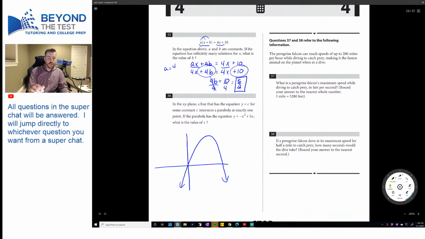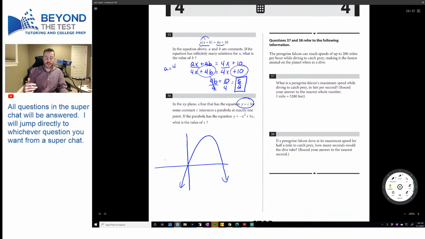Now, the line y equals c, okay? C is just some constant. It could be 4, it could be 5, it could be any number. Well, the line y equals a constant is just going to be a straight horizontal line, something like this. But we only wanted to intersect the parabola at one point. If I drew it right here, it would intersect at 2 points. So clearly I don't want to put it there.